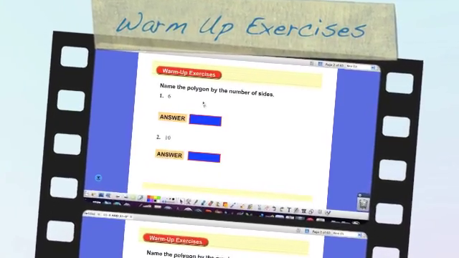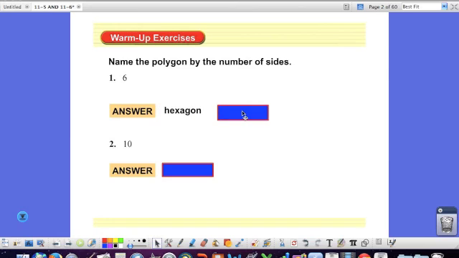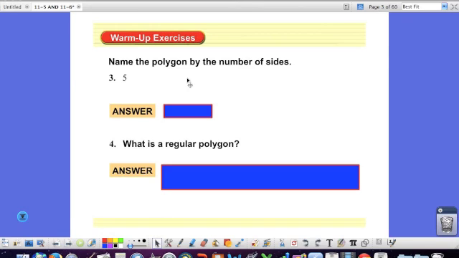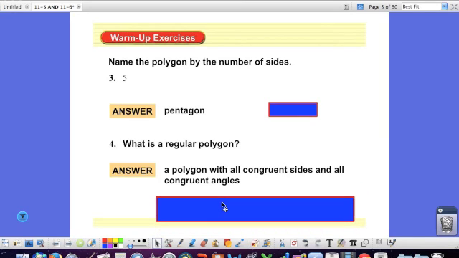Name the polygon by the number of sides. Well, a polygon that has 6 sides is a hexagon. One that has 10 sides is a decagon. 5 sides is a pentagon. And what is a regular polygon? Of course, you remember it's a polygon with all congruent sides and all congruent angles.